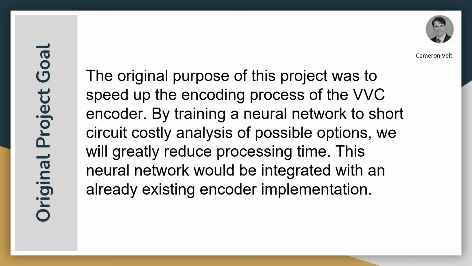The method by which the processing speed of the VVC encoder will be increased was originally by training a neural network to short-circuit cost analysis of possible options. This would greatly reduce processing time by sending the configuration file from an AI directly to the VVC encoder instead of having it be set by the person using the encoder. This neural network would be integrated with an already existing encoder implementation, the original VVC encoder.